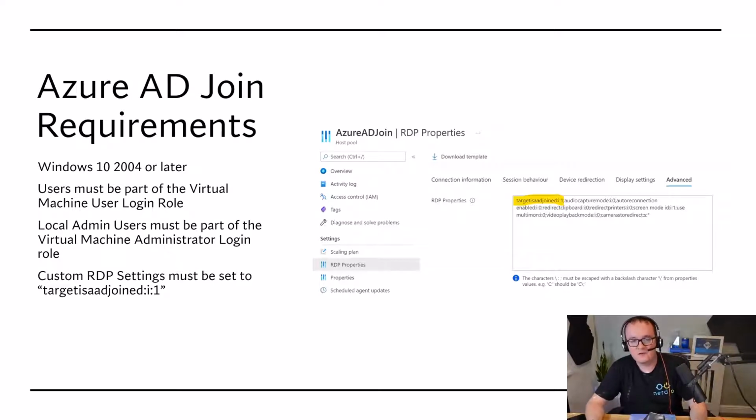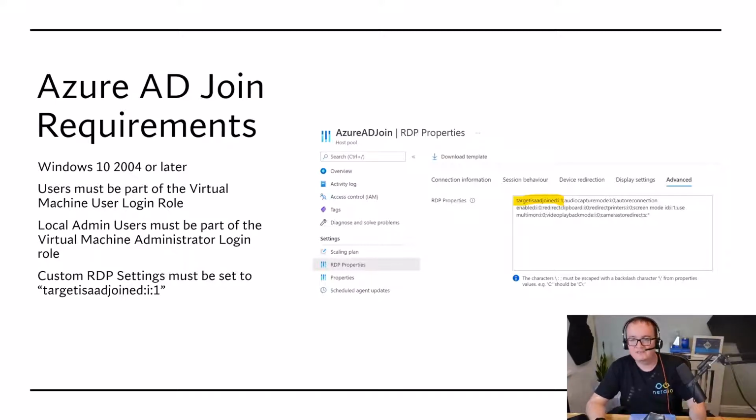So obviously we need to run Windows 10 2004 or later. Most people should be running the latest version, at least kind of 20H1 or H2 now. The user needs to be part of the Virtual Machine User Login role, because they need it to gain access to that VM. And if you need to have local admin users, because remember we're not part of a domain, right? So we don't have domain admins. So if you have local administrator rights on that machine, there's a role. It's called the Virtual Machine Administrator Login role.